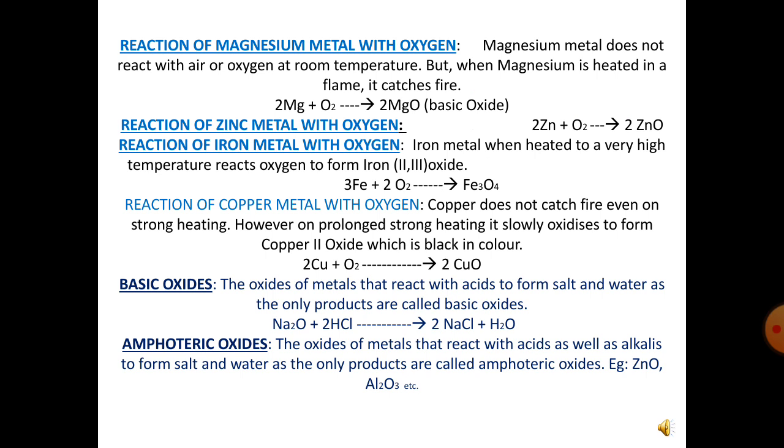Reaction of magnesium metal with oxygen. Magnesium metal does not react with air or oxygen at room temperature. But when magnesium is heated in a flame, it catches fire. So magnesium burns in air to form magnesium oxide. So Mg plus O2 gives MgO. So MgO is a basic oxide.